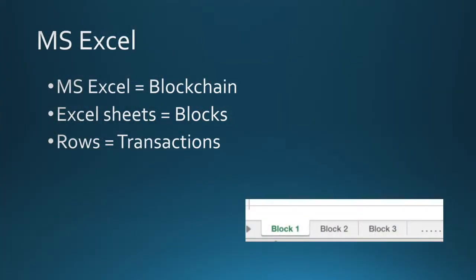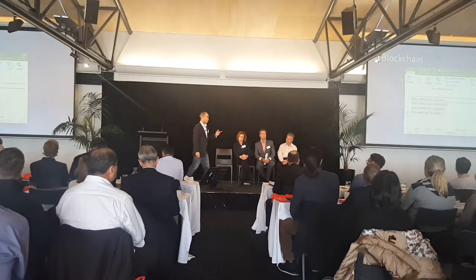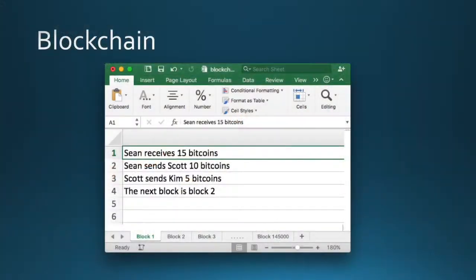Inside Excel we've got sheets. Here I've labelled them block 1, block 2, block 3, etc. And the rows inside Excel are the transactions inside a block. So let's go through an example. Here, the very first transaction you can see is Sean receives 15 bitcoins. Sean then sends Scott 10 bitcoins, and Scott sends him 5 bitcoins.